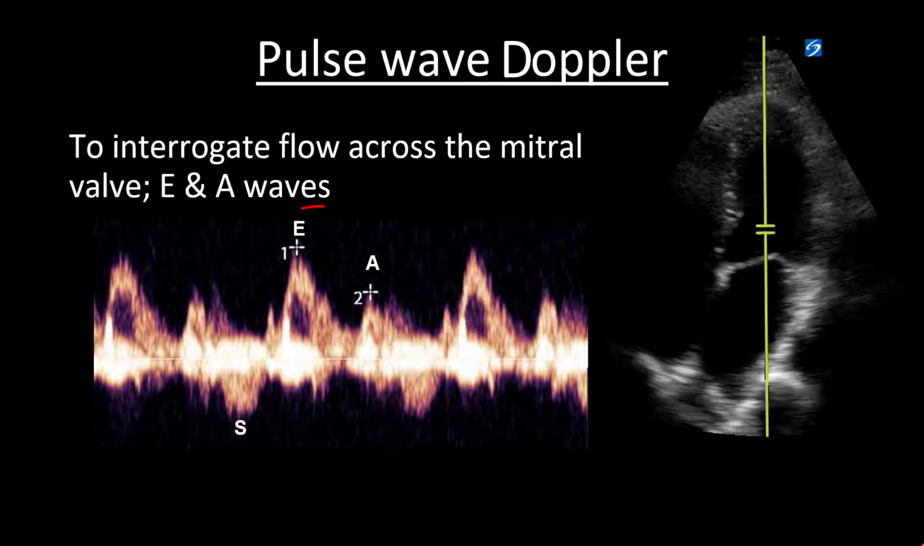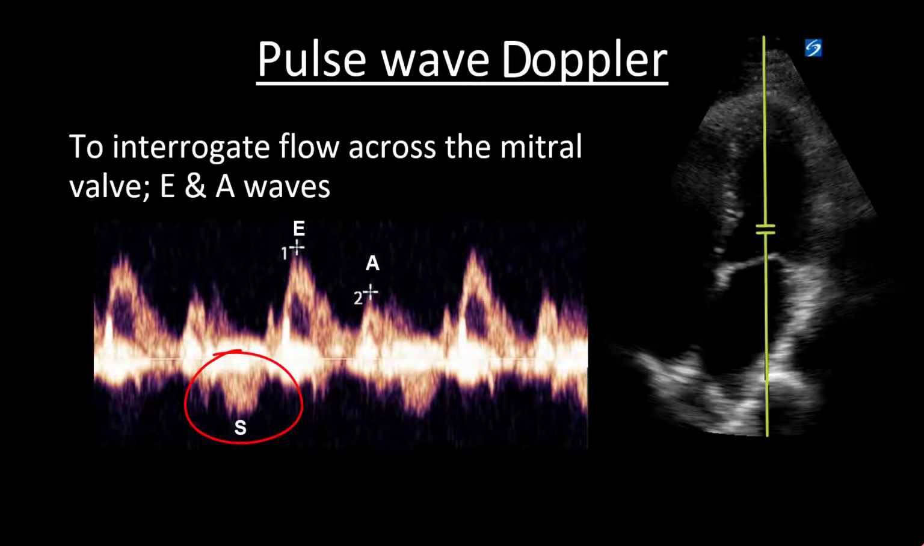There are a few important points I want to make here. The first is that the E and the A waves, as labeled, are always positive deflections seen above the baseline as blood is moving towards the probe in diastole. Now, it can sometimes be tricky to identify the E and the A wave, so there are a few things you can do to help you identify them.